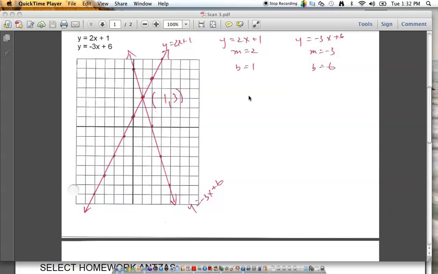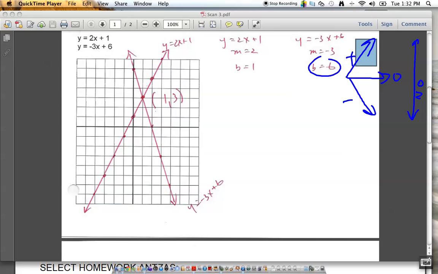Some people had a really hard time with a slope of -3. And I saw slopes of 1/3, and I saw slopes of +3. No. Remember, positive slopes go up, negative slopes go down, 0 slopes are right in the middle, no slope is vertical.